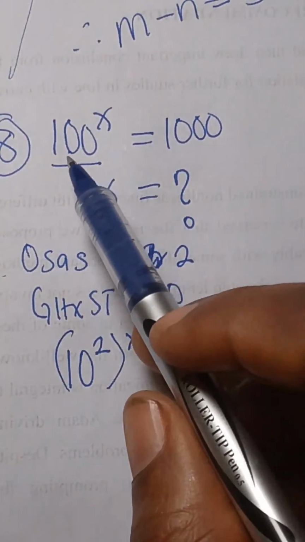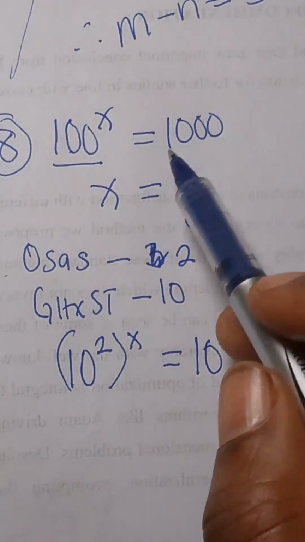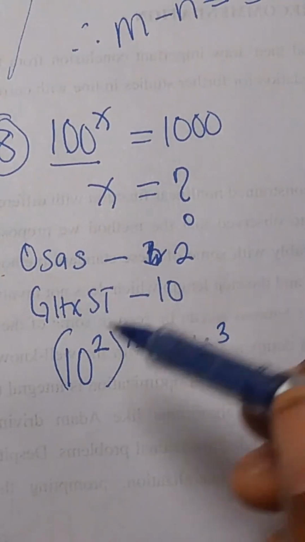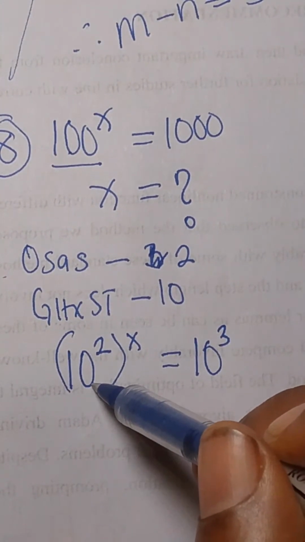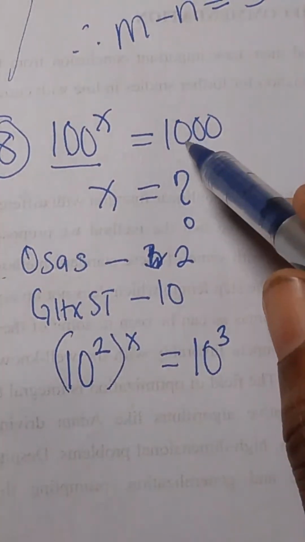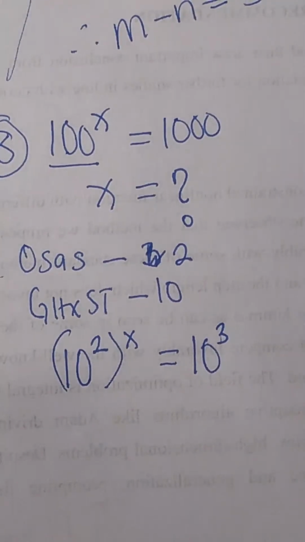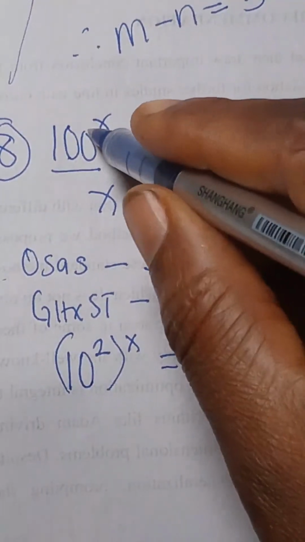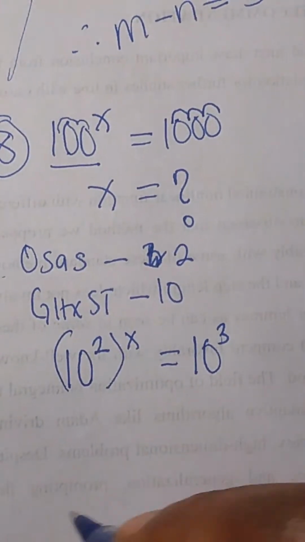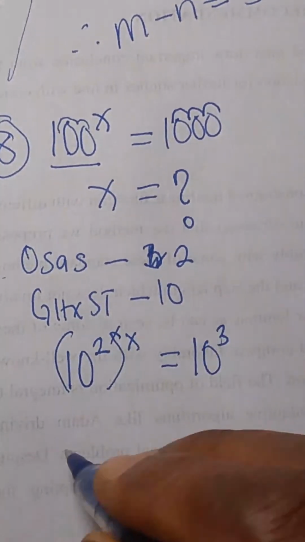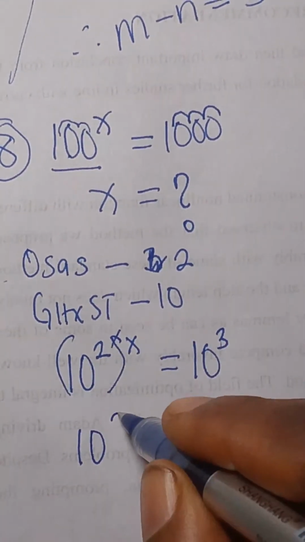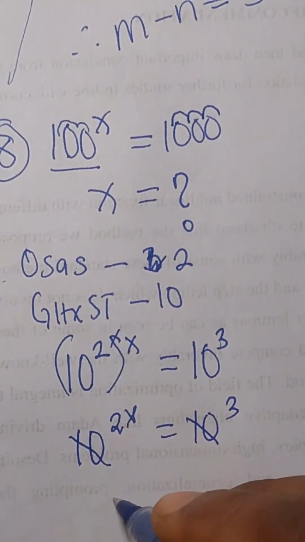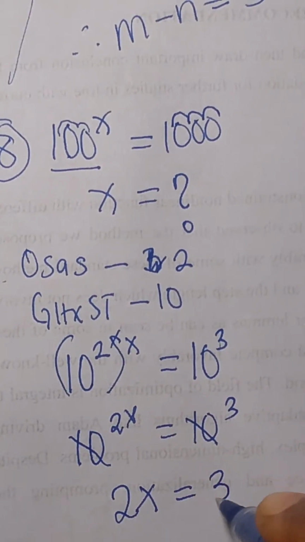Okay, so we are solving 100 raised to power x equals 1000. Like I said, we are going to find a way to make them have the same base. We know that 100 is 10 squared, so we put our x, and 1000 is 10 raised to power 3. This is how you do it: just count from here, 1, 2, 3. That is 10 raised to power 3, and 1, 2 is 10 raised to power 2. Now this is a power raised to a power, so you multiply the powers. We have 10 raised to power 2 times x, which is 2x, equal to 10 raised to power 3. Now the bases are the same, so we equate their powers. We have 2x is equal to 3.